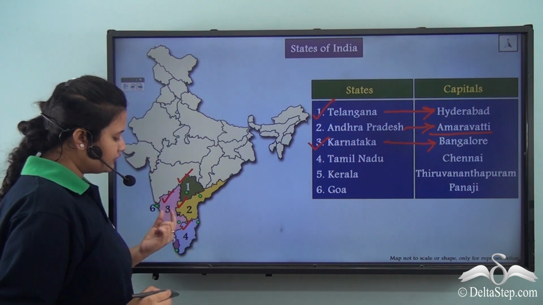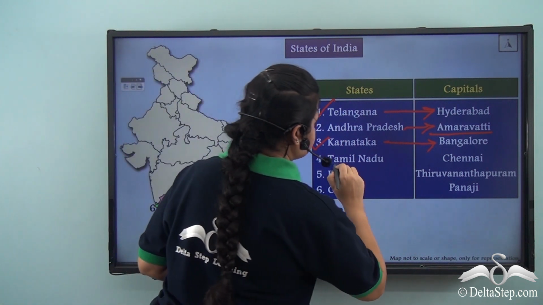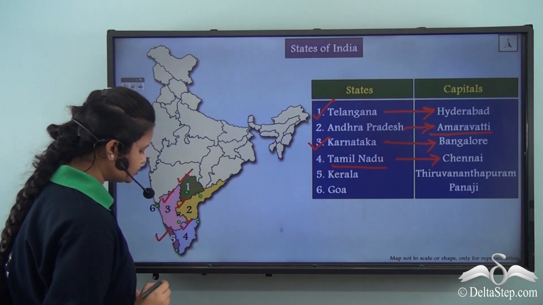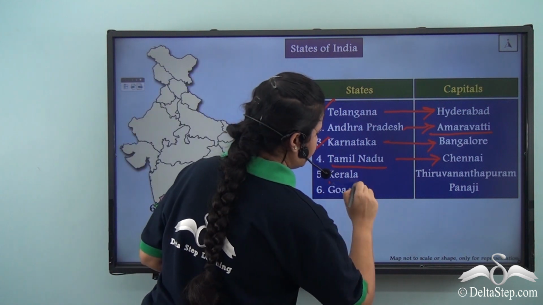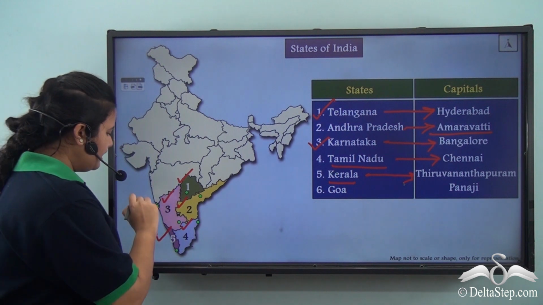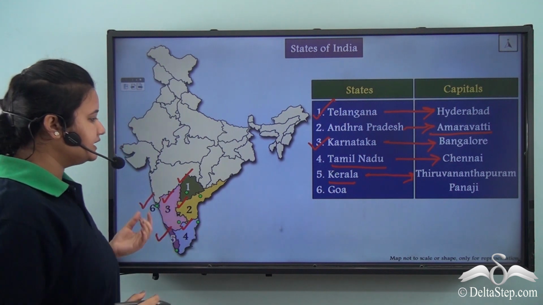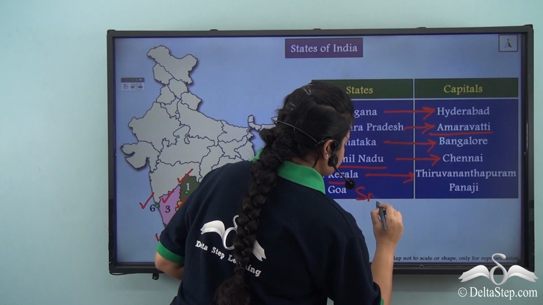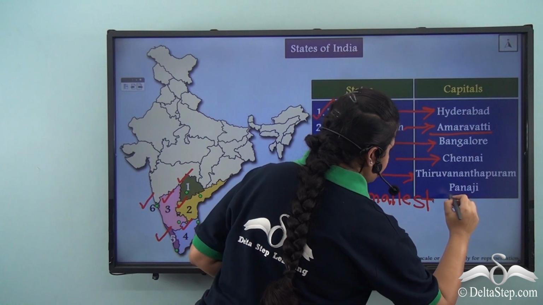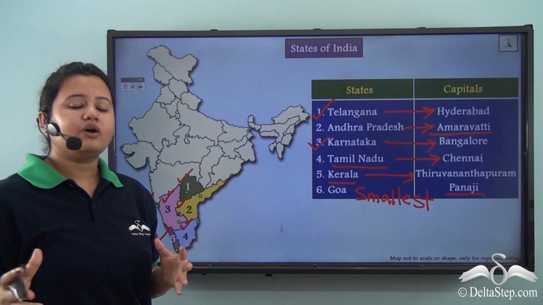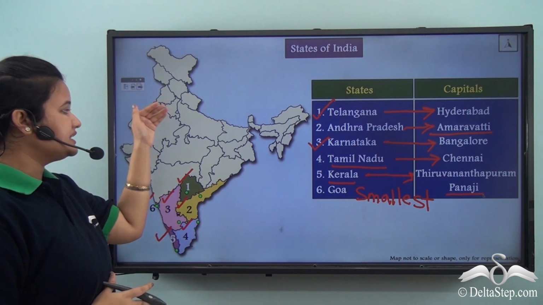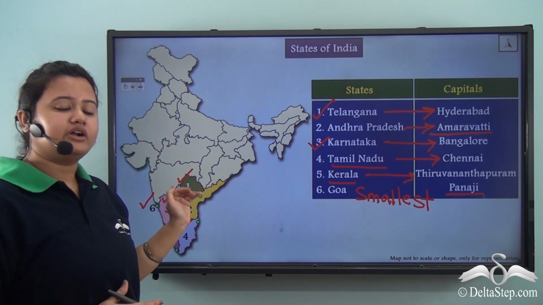On the eastern coast of South India, we have the state of Tamil Nadu with its capital at Chennai. On the western coast of South India, we have the state of Kerala with its capital at Tiruvananthapuram. And finally, we have the smallest state of India, that is Goa. So Goa is the smallest state of India and its capital is Panaji. So till now we have discussed the states that are located in the northern part, the central part and the southern part of our country.